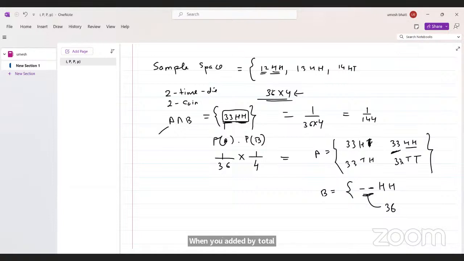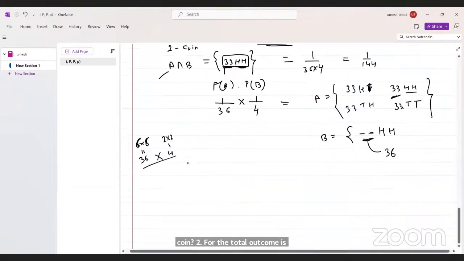See, in the first roll I can get 6 possibilities. For the second roll, I can also get 6. So how many outcomes are in 2 tosses of a die? 36. Similarly, how many outcomes are in 2 tosses of a coin? 2 into 2, 4. So total outcomes is 36 times 4. Got it.